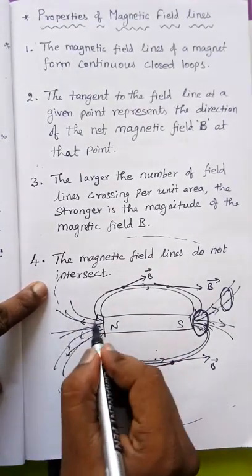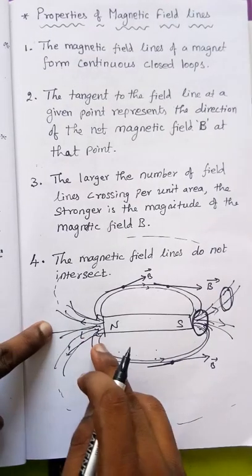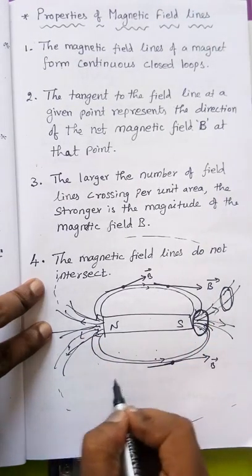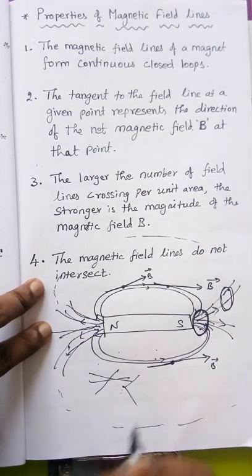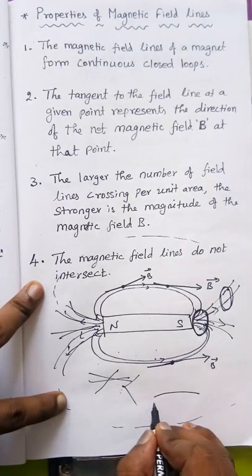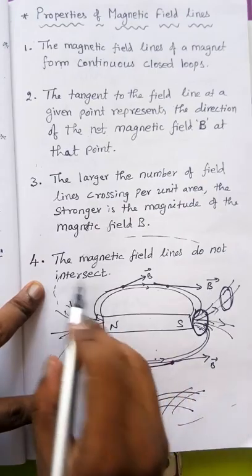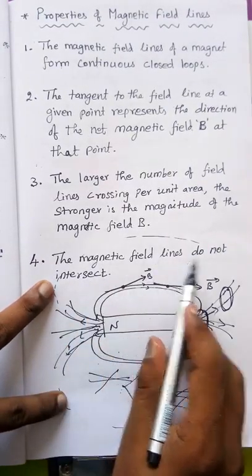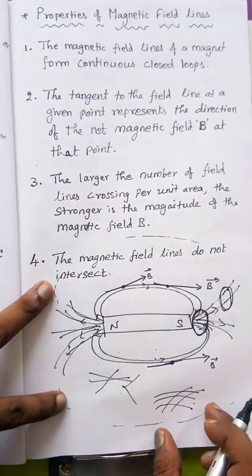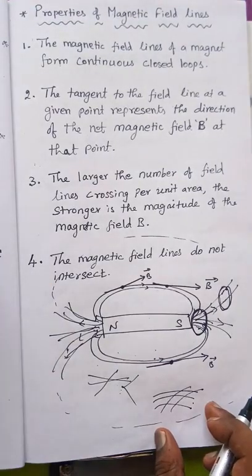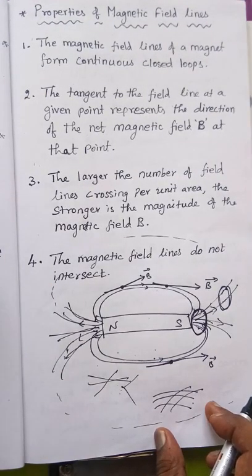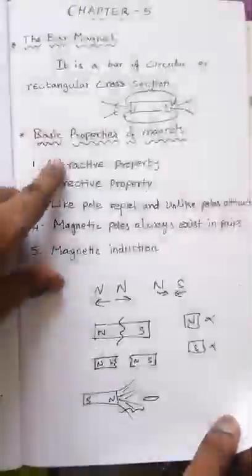Here there are no magnetic lines that intersect. Intersect means crossing like this. It will not go like that, this is wrong. Magnetic field lines will move like this only, not like this. That means they never intersect. These magnetic field lines do not intersect, or never intersect. So these are the properties of magnetic field lines. And here are the properties of magnets.